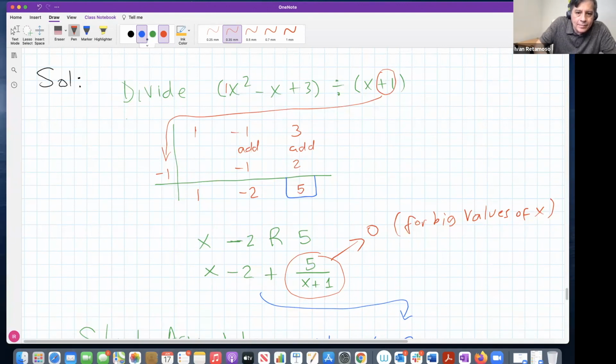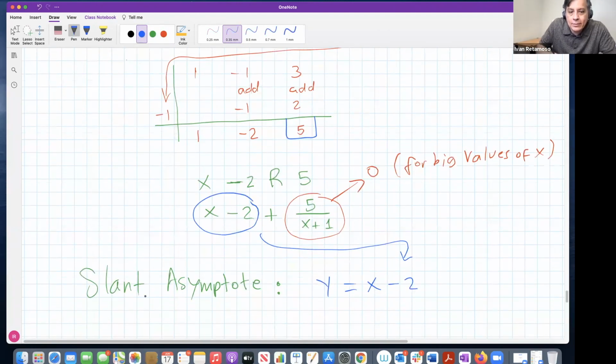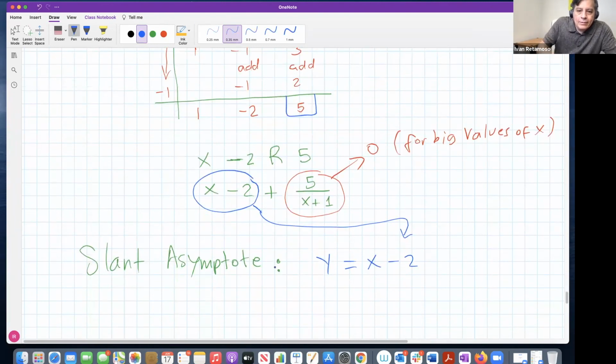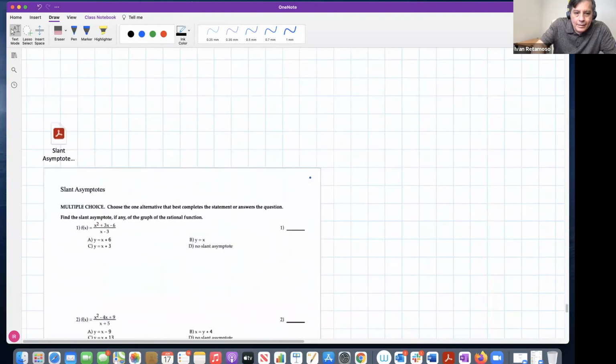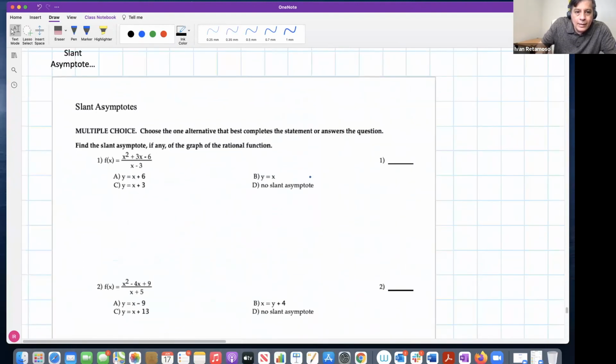If you keep this part, this is going to tell you what the equation of the slant asymptote is, right? So you will say slant asymptote y equals this guy. Forget about the remainder, just pick up the quotient: y equals x minus 2 will be the equation of the slant asymptote, okay? Great. So now I want you to practice, guys. It's pretty straightforward. You just do the synthetic division, and y equals the quotient should be the slant asymptote, okay?